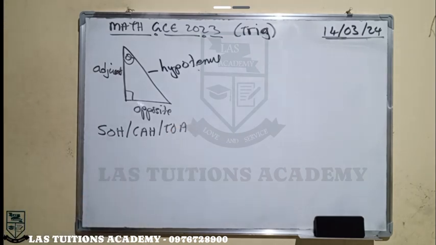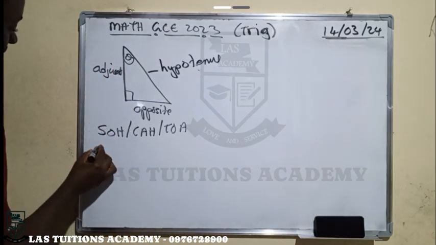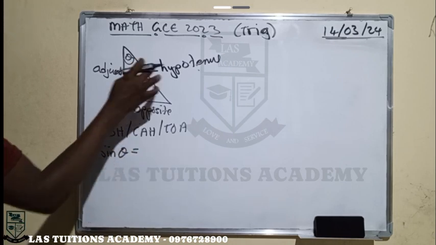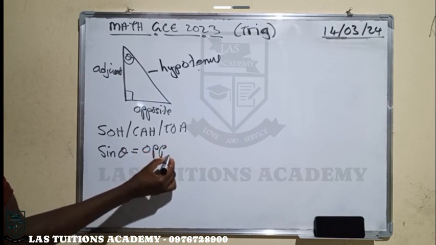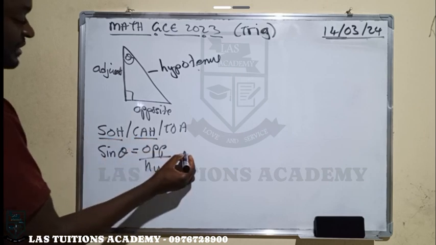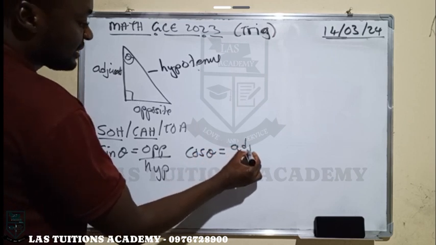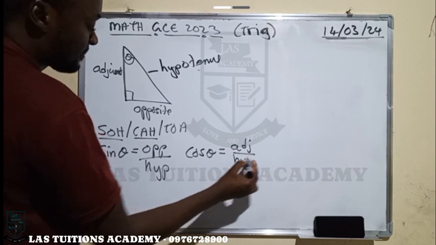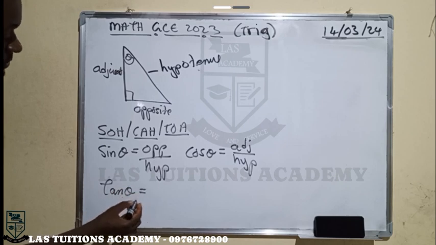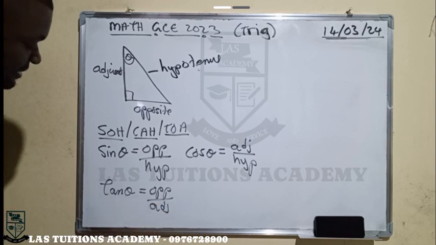Now, that simply means: SOH means sine theta is equal to opposite over hypotenuse. That's this part here. The second part simply means cos theta is equal to adjacent over hypotenuse. Then the other part means tan theta is equal to opposite over adjacent. Opposite over adjacent. That's what that means.